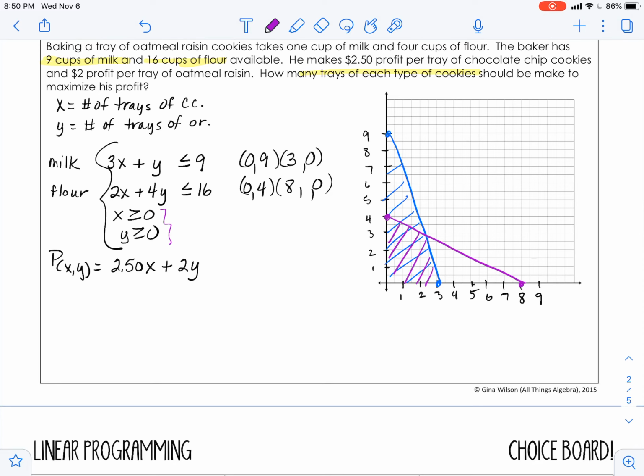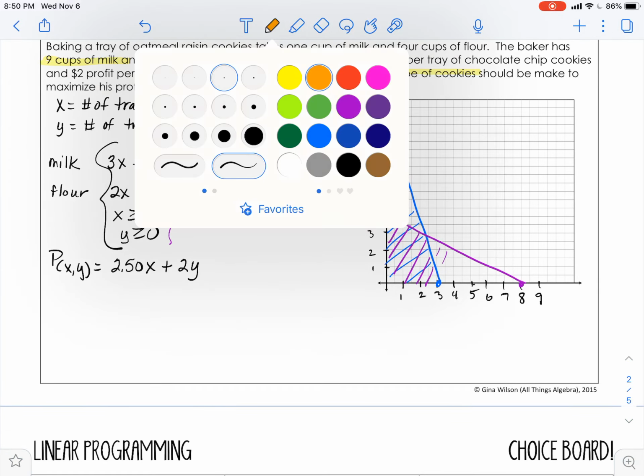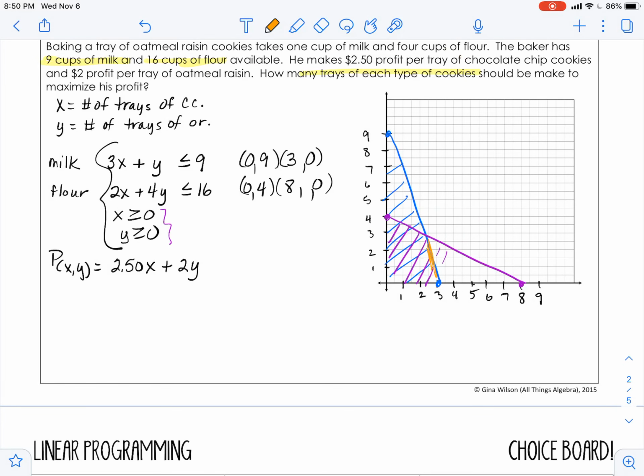And again, I don't need to go, I could go all the way over here, but I don't need to because I know it's only going to be in that area. Okay, I'm going to go ahead and color in my final answer. So you do need to color that in just like what you would on a regular inequality. And we're going to go in and get our vertices.